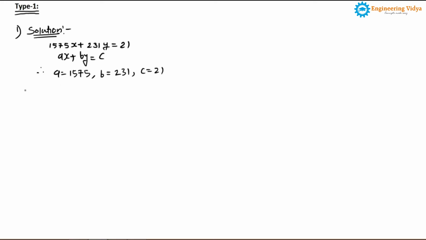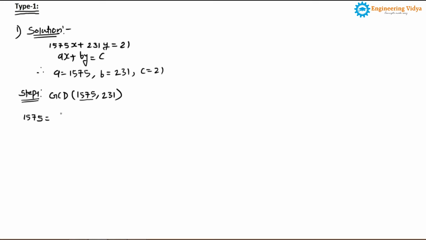Now we'll go to step number 1. Here we'll find the GCD of a and b, where a is 1575 and b is 231. To find the GCD of a comma b, we'll take the maximum value first. Since the maximum value is 1575, I will write it here, and we'll use the Euclidean algorithm to find the GCD.